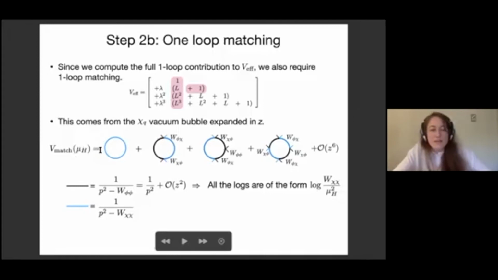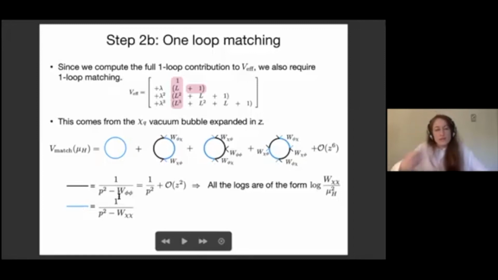And I can just explicitly expand out what these vacuum bubbles are to the appropriate order in Z. They'll have vertices which depend on the background fields, which come from these quadratic couplings in the W matrix. And here I'm just using some notation where the black line is the phi quantum line and the blue line is the heavy chi quantum line.